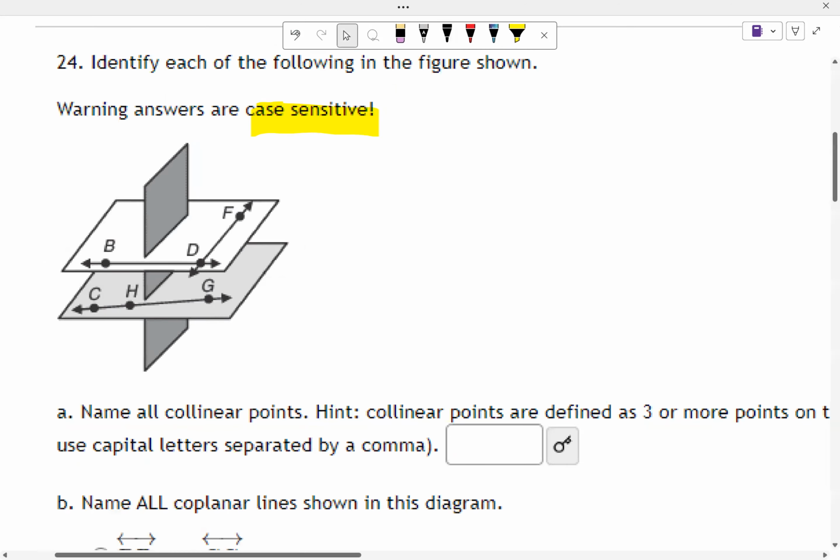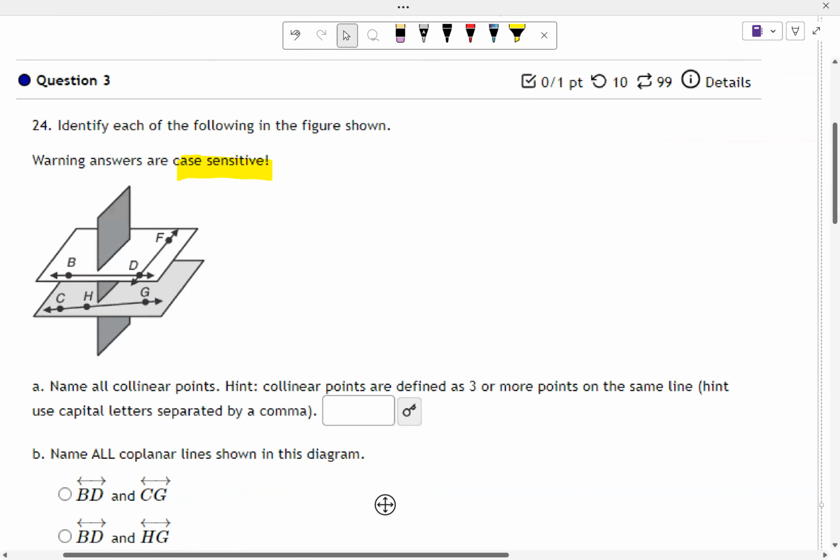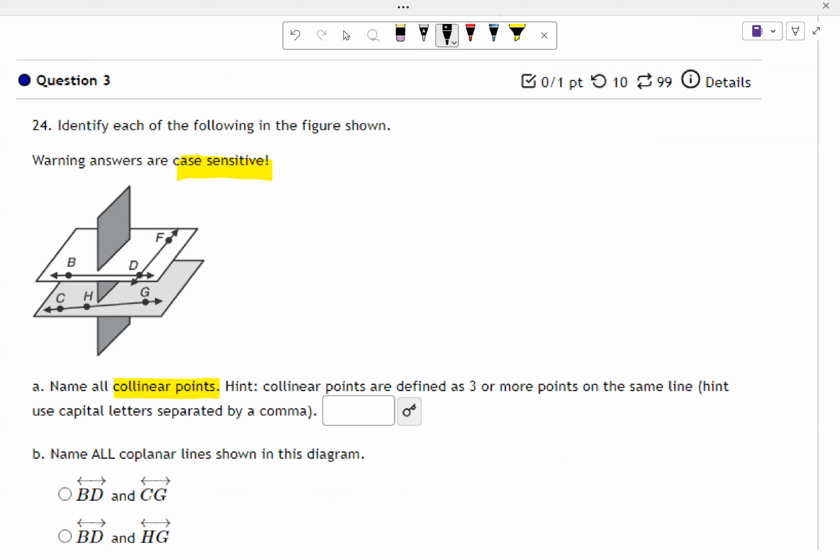All right, let's take a look at the first question. The first question says, name all the collinear points. I think this is an important vocab term here. When we say collinear points, it means that they're defined to be three or more points that are on the same line. And so the key number here is that we need three or more points. We can't have 2 points. We want three.